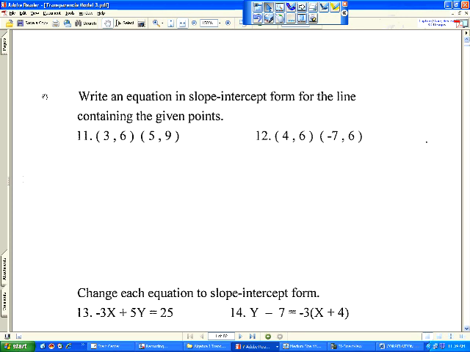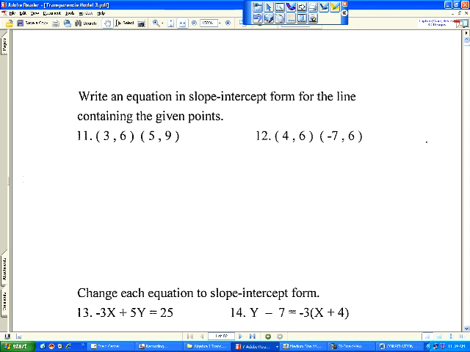It's amazing how many people will do 11 and 12 and not know how to do 9 and 10, or how many people will do 9 and 10 and don't know how to do 11 and 12. They're exactly the same thing. If you know how to do 9 and 10, you should know how to do 11 and 12.